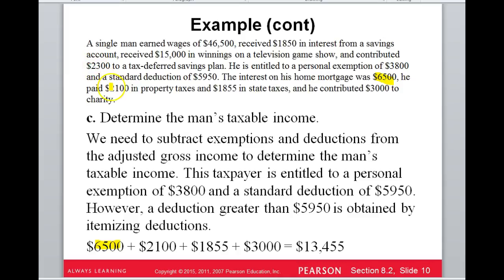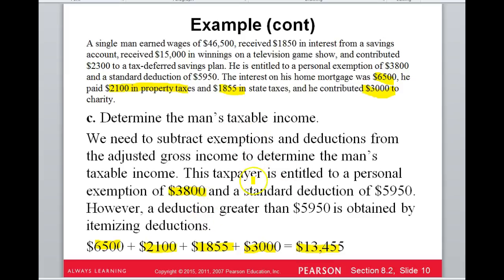Right? He paid $2,100 in property taxes, and then $855 in state taxes, and he contributed $3,000 to charity. So if you add all those up, you get $13,455, and since that's greater than the standard deduction, it pays off for this guy to itemize. So he's going to get the $3,800 to determine his taxable income.